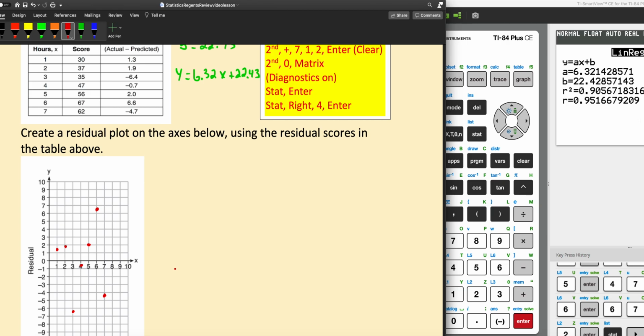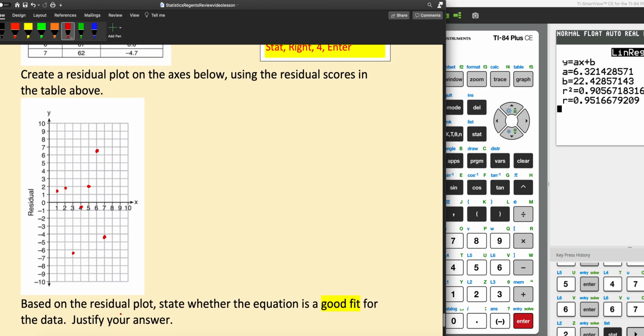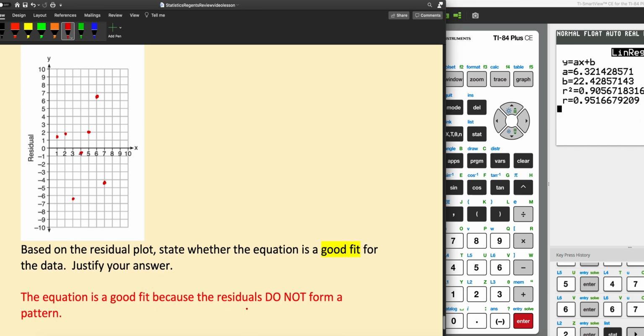Okay, so now that you plotted that, that's the third point on the region. So what's the last point say? It says, guys, based on the residual plot, state whether the equation is a good fit for the data. Remember, there's good fit and there's not a good fit. Remember, good fit does not form a pattern. Not a good fit does form a pattern. Justify your answer. Well, what do you see here? There is absolutely no pattern here. Since there is no pattern, guys, we say that this equation is a good fit because the residuals do not form a pattern.